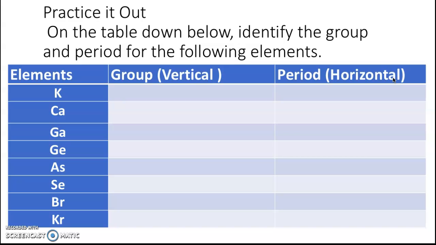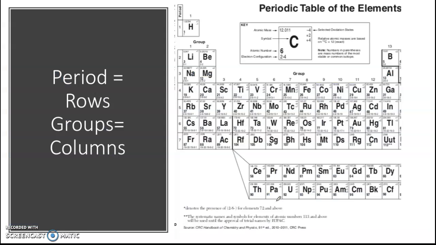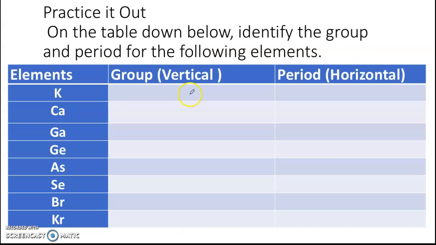So over here, I've kind of redone a few. We're going to do about two more. Let's do K and Ca. So we need to know the group and the period for K. K is in period 4 right here, and group 1 right here. So group 1 and period 4.